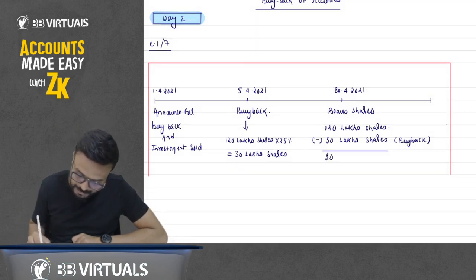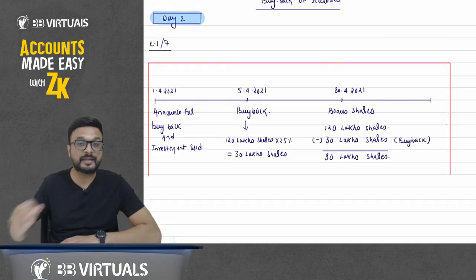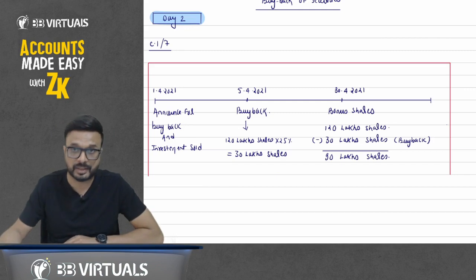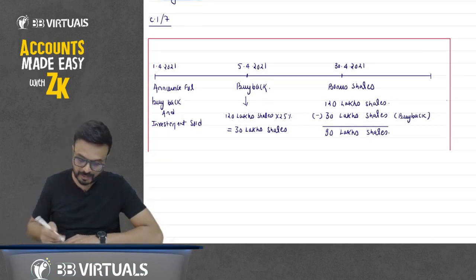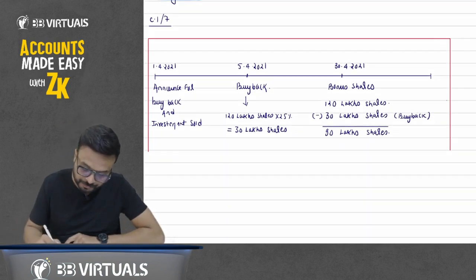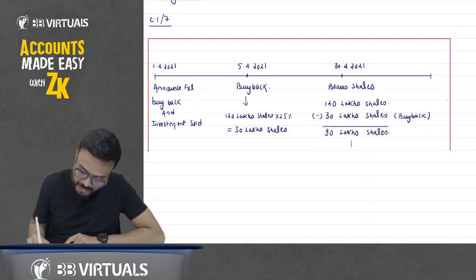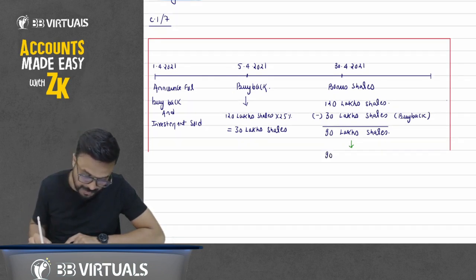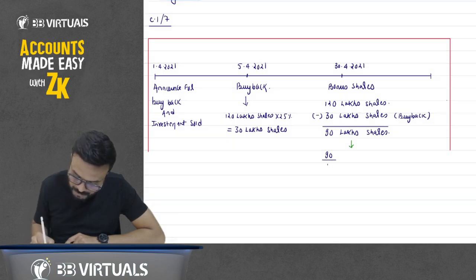At the time of buyback, I have just 90 lakh shares. How many shares do I have? 90 lakh shares, because out of 120, I have repurchased 30 lakh shares. For every 4 shares, I am giving you 1 share as bonus share. So you have 90 lakh shares, and for every 4 shares, I am giving you 1 share as bonus share.